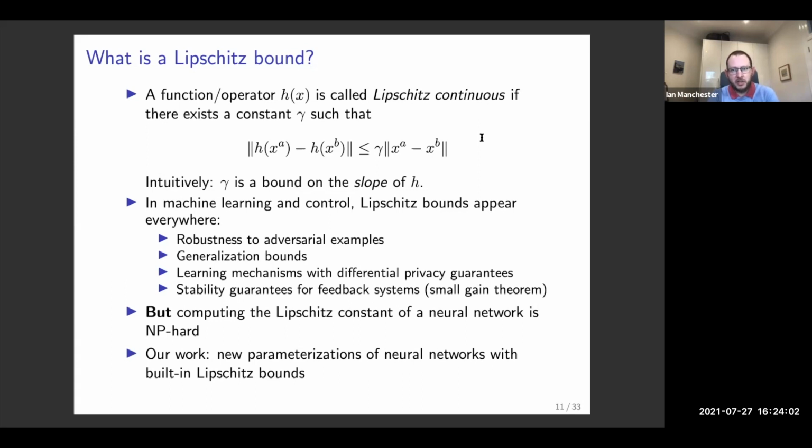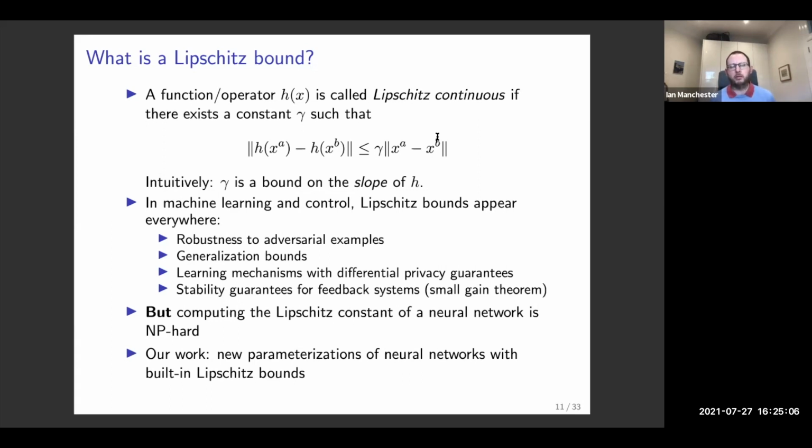In machine learning and control, Lipschitz bounds appear pretty much everywhere. They appear in formal proofs of robustness to adversarial examples, and proofs of generalization to examples outside a training set. There's also some recent interesting work on learning algorithms that guarantee privacy of the input space. If you have a network that produces some output given some input, where the input itself might be private but the output of the network is made public, then to maintain privacy of the input data, small changes in the input data shouldn't result in big changes in the output. And so you can actually prove differential privacy of mechanisms constructed with neural networks via Lipschitz bounds like this.